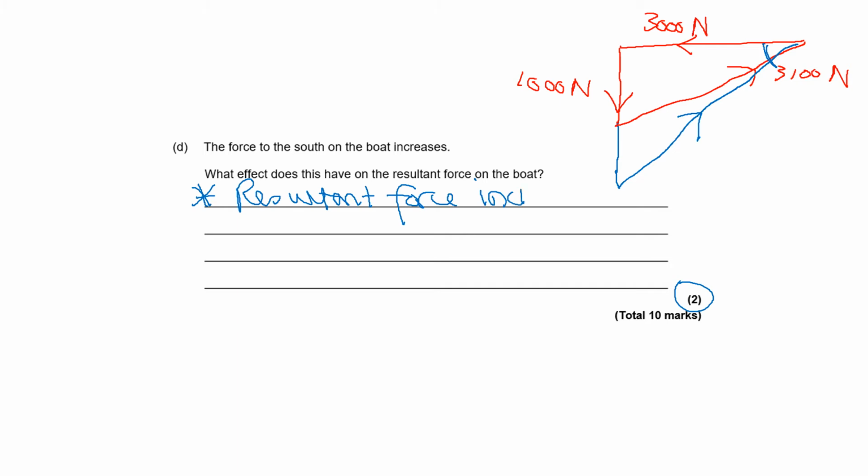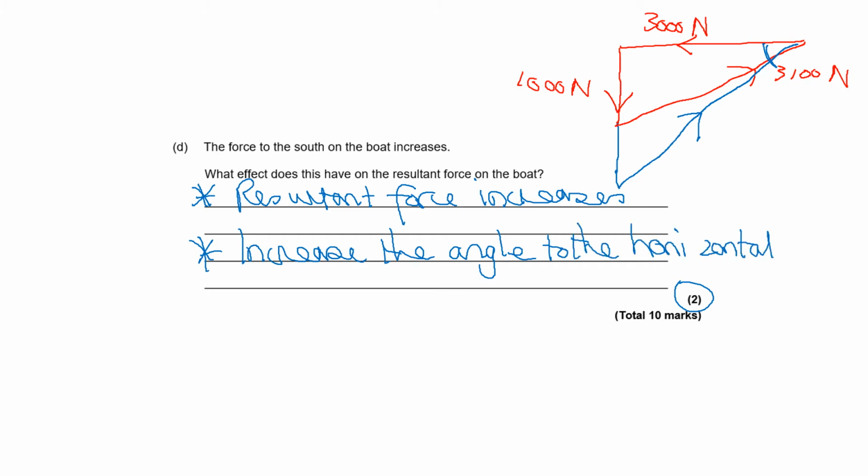And don't forget, you can also draw a little diagram like the one I've done, not just because it helps you work out the answer, but also because if you fluff anything, the examiner can clearly see you know what you're talking about. And then we can say the angle to the horizontal will increase. And again, I would probably label that angle just so that we can be very clear which one we're talking about.